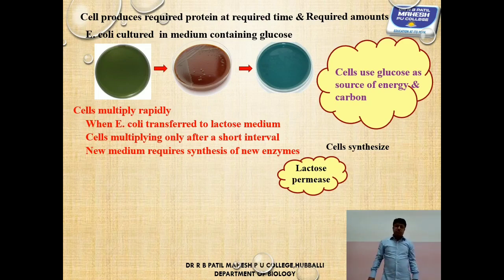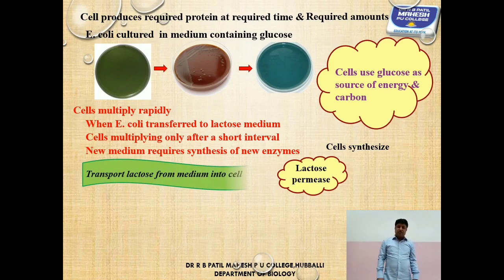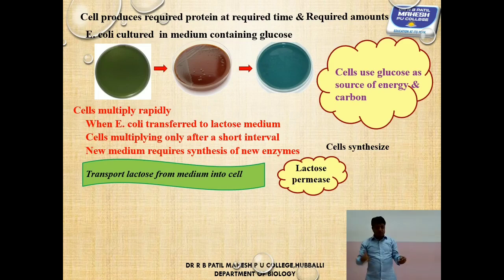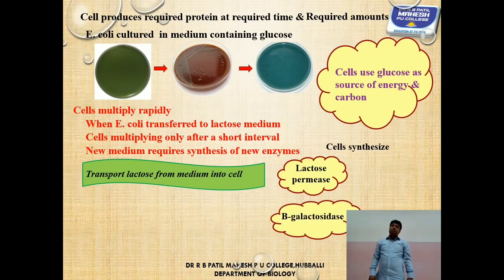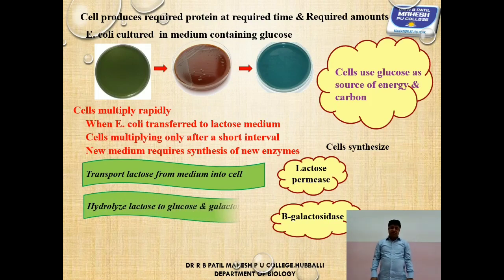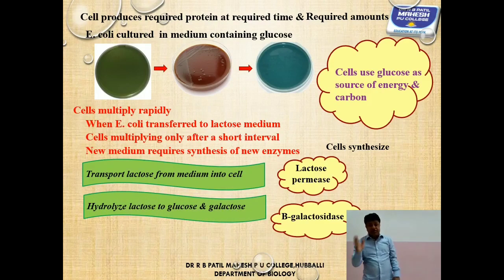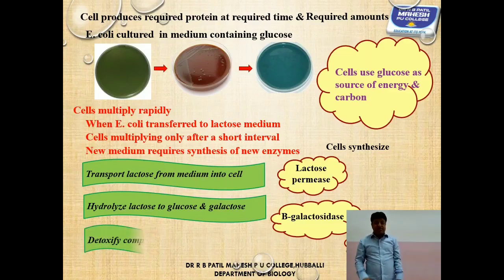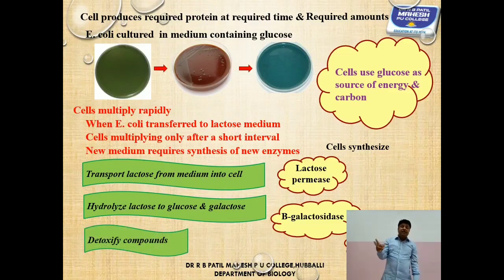One is the lactose permease enzyme, which helps in transport of lactose from the medium into the cells. Second one is the beta galactosidase enzyme. This hydrolyzes lactose into glucose plus galactose. And third one is the transacetylase enzyme, which detoxifies compounds. So these are the set of enzymes synthesized.